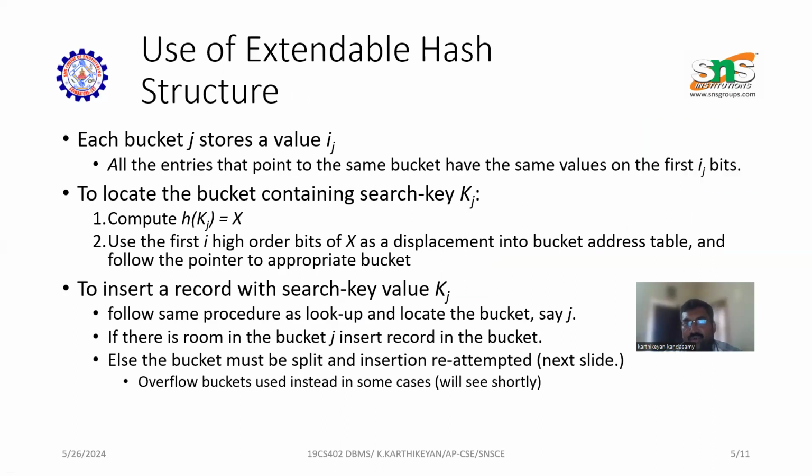Each bucket j is stored with a value ij. All the entries that point to the same bucket have the same values on the first ij bits. To locate the bucket containing search key Kj, compute H(Kj) equal to X. Use the first i high-order bits of X as a displacement into the bucket address table, and follow the pointer to the appropriate bucket. To insert a record with search key value Kj, follow the same procedure as lookup and locate bucket j. If there is room in bucket j, insert the record in the bucket.